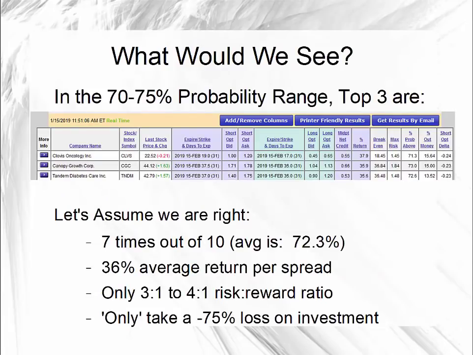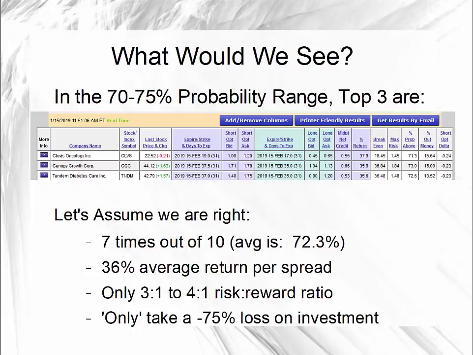If we use the Power Options tools and ran a search for bullish positions, bull put credit spreads, that expired, let's say, in 30 days, and we're in that 70 to 75% probability range, the top three results we'd see are Clovis, Canopy Growth, and Tandem Diabetes. We see that all of these spreads are out of the money. In this case, the net credit is around 50 to 60 cents for a one-month trade, and we see an average return of about 36% or so.